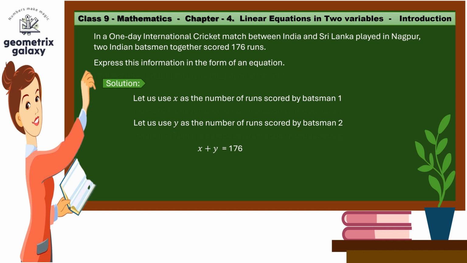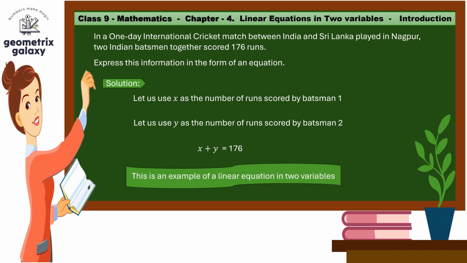Now, observe the equation. How many variables do you have? Here we have two unknowns, therefore we have two variables x and y. Now also tell me what is the degree of this equation. The power of x is 1 and the power of y is also 1. Therefore, it is a linear equation in two variables x and y. Now this is a good example of a linear equation in two variables.